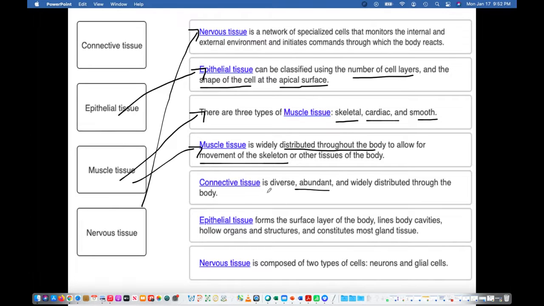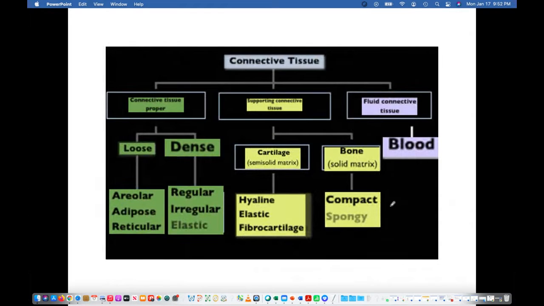Which is the most abundant and diverse tissue throughout the body? That's going to be connective tissue. Which is going to line the body cavities, as well as the hollow organs and structures and even make up the glands? That's epithelium. And what type of tissue is composed of neurons and glial cells, or as I referred to in one of my videos, neuroglial cells? That's going to be nervous tissue. Okay, this was a drag and drop as well.